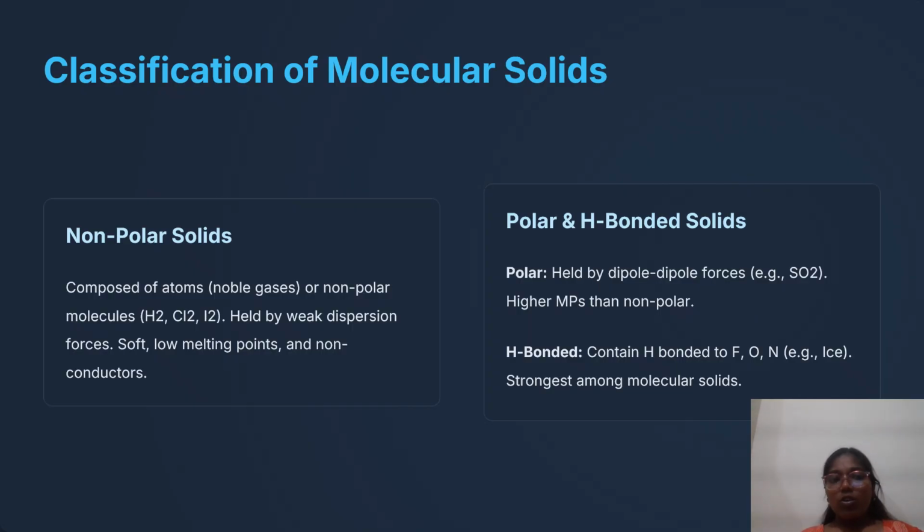Classifications of molecular solids: non-polar solids and polar and H-bonded solids. Non-polar solids are composed of atoms, noble gases, or non-polar molecules like H2, Cl2, I2, held by weak dispersion forces, soft, low melting points, and non-conductors. Polar, held by dipole-dipole forces, example SO2, higher melting points than non-polar. H-bonded, H bonded to F, O, N, example ice. Strongest among molecular solids.